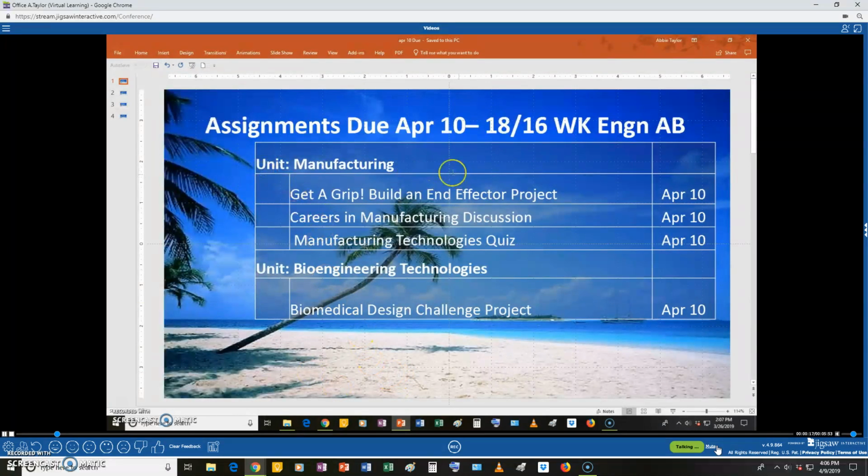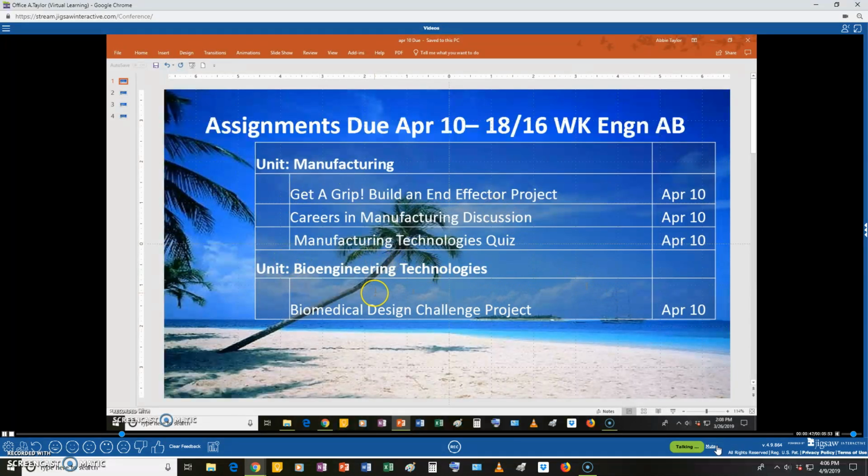So first off, the AB students, the 18 and 16 week, you are going to be finishing up the manufacturing unit. You're going to get a grip, build an end effector project, which is actually a pretty fun thing to do. You're basically building a model of a gripper that's used to pick up a bottle. And you have the discussion and the quiz. Remember to review all the challenge questions prior to taking the quiz, okay?